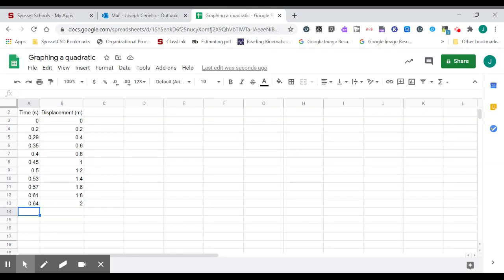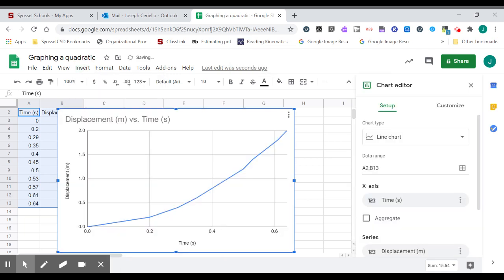So we're going to quickly go through how to graph a quadratic in Sheets. All right, so I got all my data in, let's get ready to go. So we're going to highlight everything here. We're going to insert chart, see what it looks like.